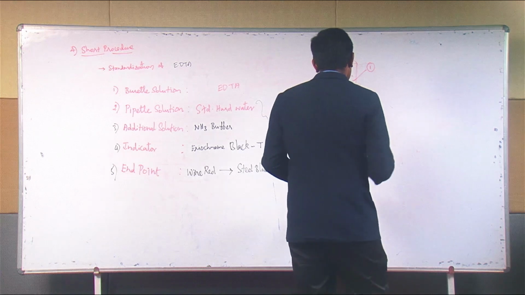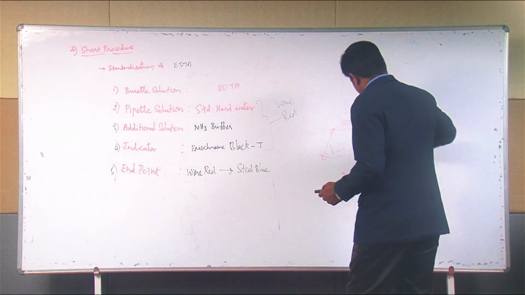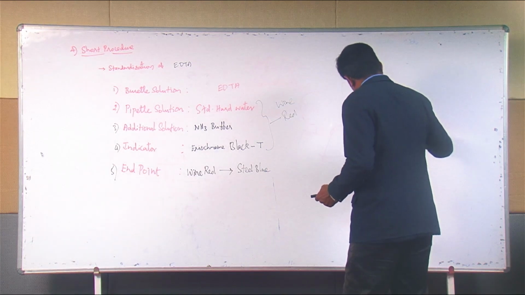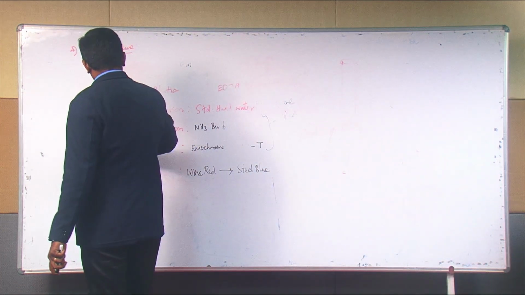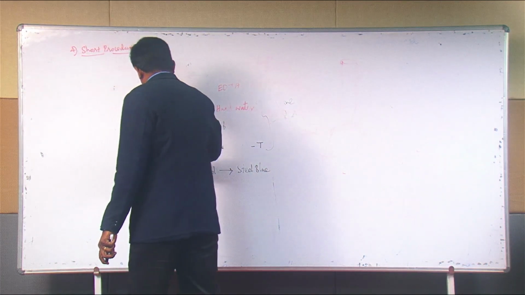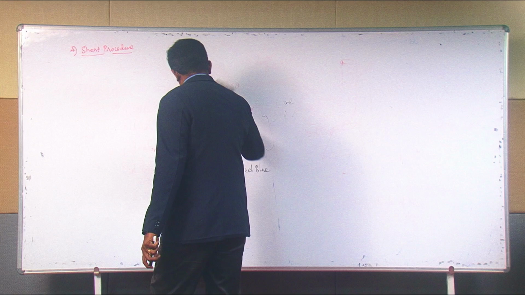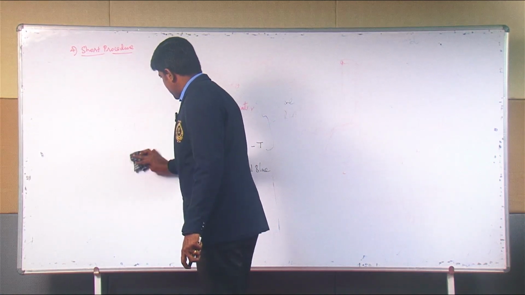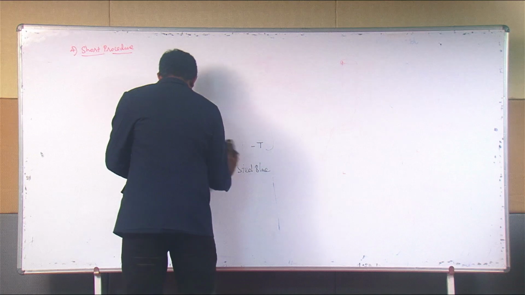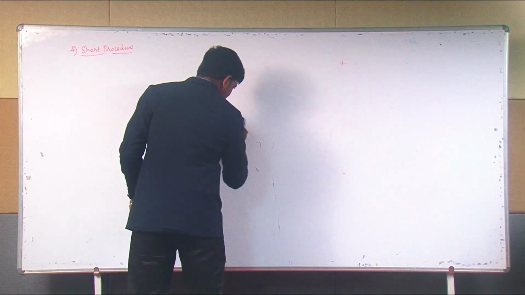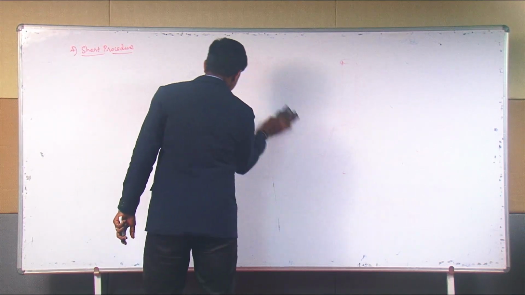There are three titrations. This is the first titration, which is standardization of EDTA. The second titration is estimation of total hardness.